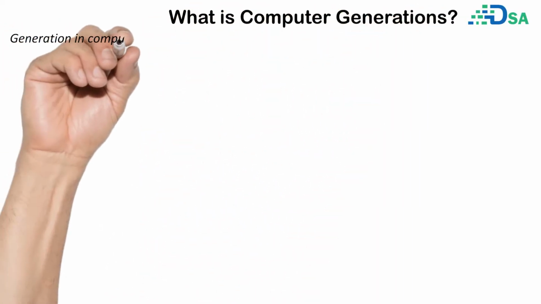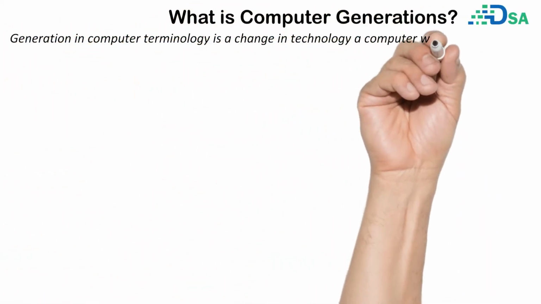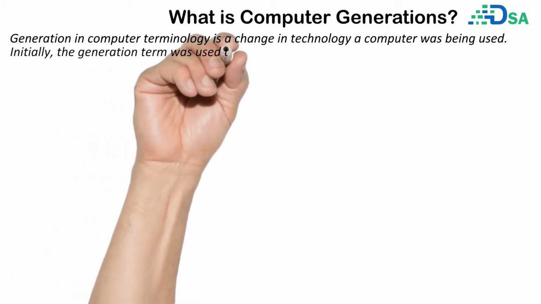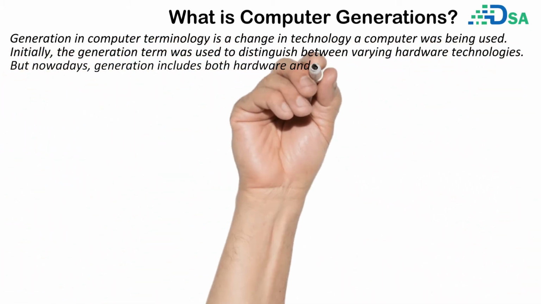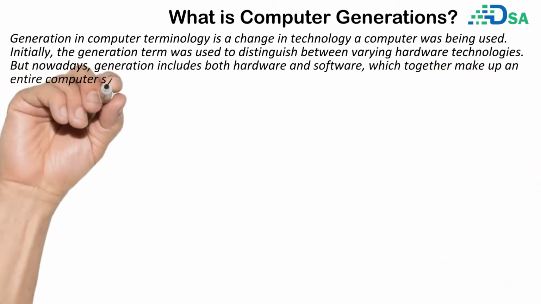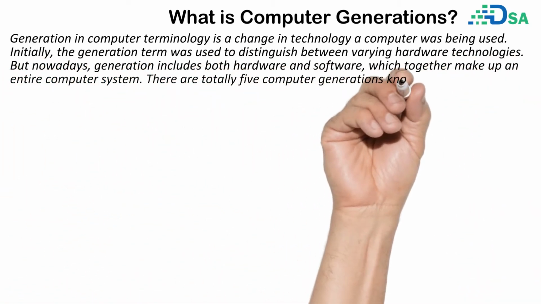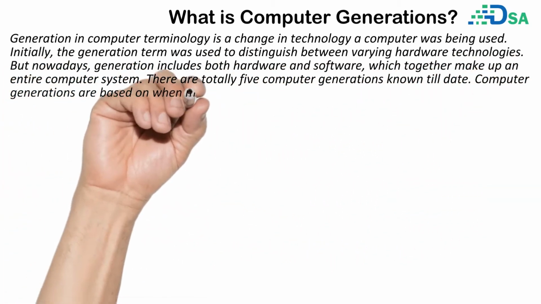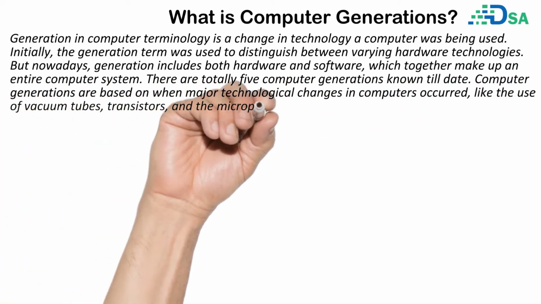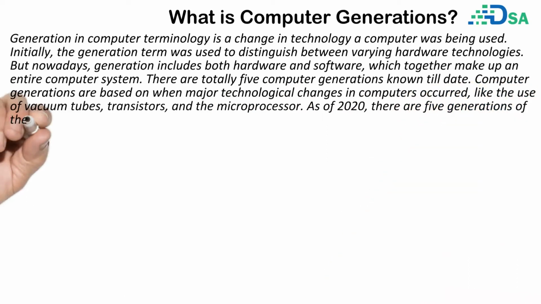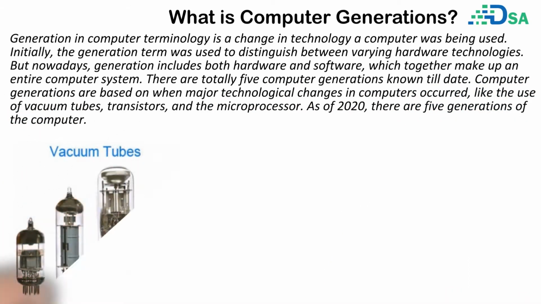What is computer generations? Generation in computer terminology is a change in technology a computer was being used. Initially, the generation term was used to distinguish between varying hardware technologies. But nowadays, generation includes both hardware and software, which together make up an entire computer system. There are totally 5 computer generations known till date.